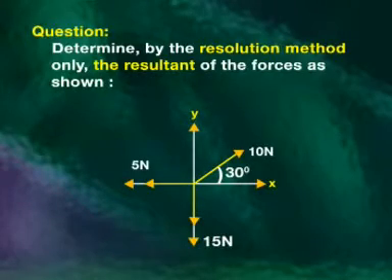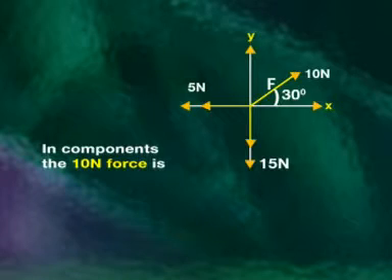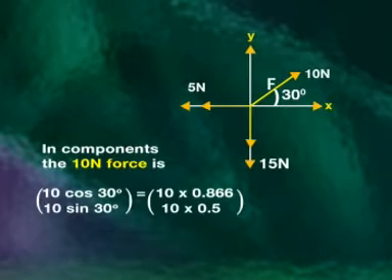Let's now determine the resultant of 3 forces. Determine by the resolution method only the resultant of the forces as shown on the screen. In components, the 10 Newton force is 10 cos 30 and 10 sin 30. This equals 10 times 0.866 and 10 times 0.5. This equals 8.66 and 5.